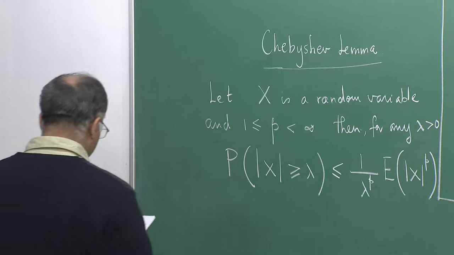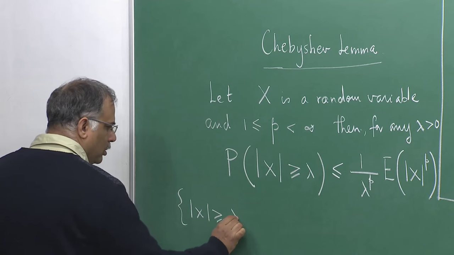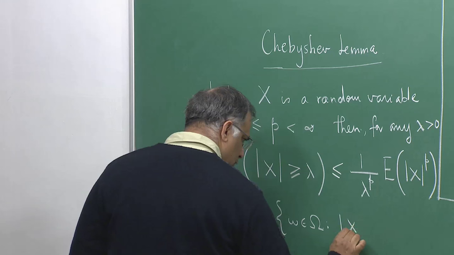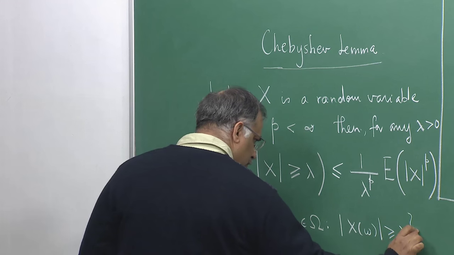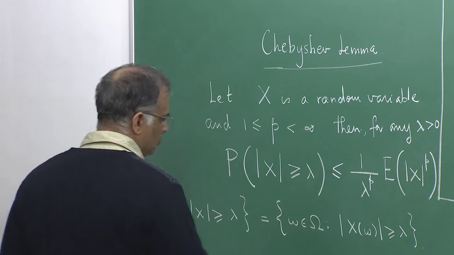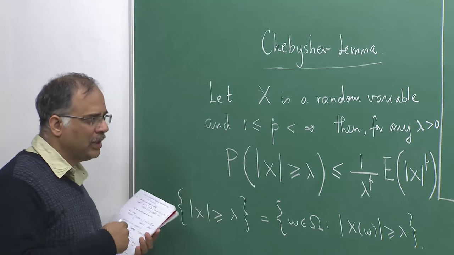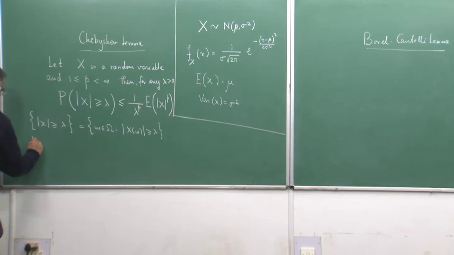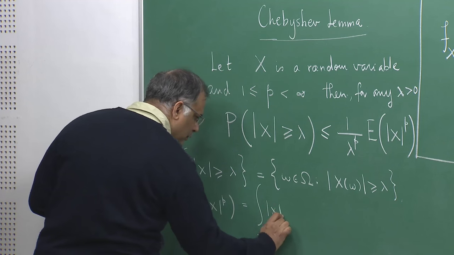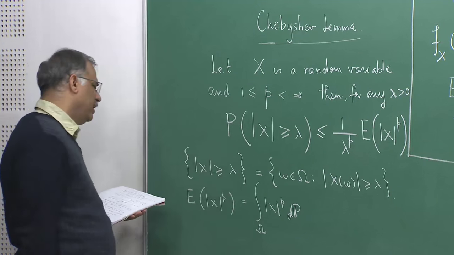Now, how do you prove it? The proof is very, very simple. So, let me denote in short this set, the set of all omega such that modulus of X omega is greater than or equal to lambda. Whenever I write this, I am actually meaning this. That has to be kept in mind. Now, how do I formalize the steps? If I go by the standard definitions which we have already given in the last class, the expectation is nothing but an integral. Of course, everything can be written in terms of the distribution function, which you know, but here we are writing it in the more compact integral or measure theoretic form.